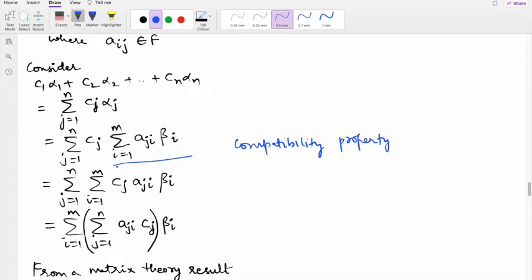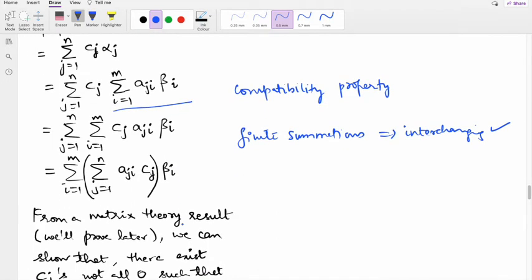And then basically I have two summations. Both of the summations are finite, so therefore I can interchange them. Interchanging is fine. So I interchange them and then look at this particular product: the sum over j equal to 1 to n of aji cj, times beta i.